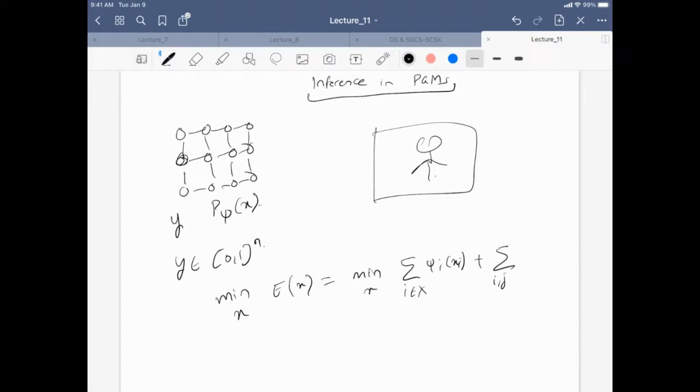Maybe there is no. So I'll just call this yi over here, right? And then there is the yj, right? So this is the pairwise potential over here, right? And under certain conditions, this is submodular, right? And this energy minimization actually turns out to be a submodular minimization problem.